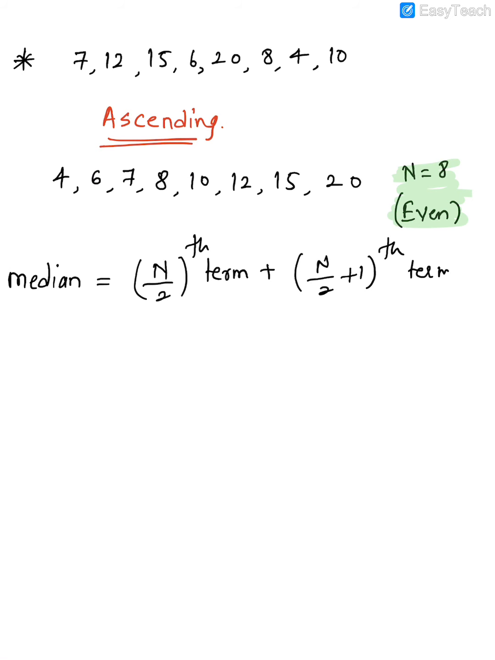Guys, I'll repeat that it is n upon 2 plus 1, not n plus 1 upon 2. So compare the formula for odd and this one, and you'll realize the difference. The whole thing is divided by 2. In simpler terms, it's basically the average of the n by 2th term and the n by 2 plus 1th term.